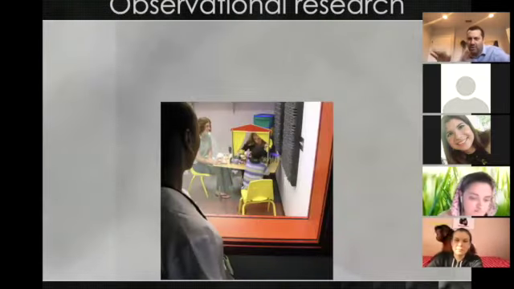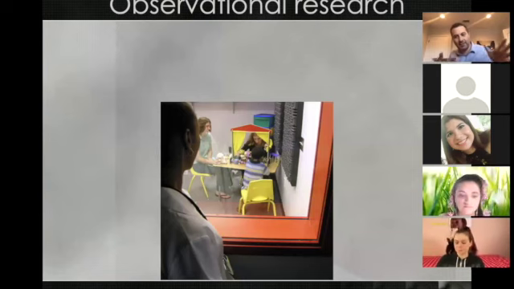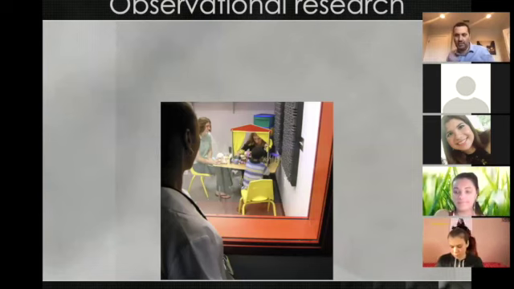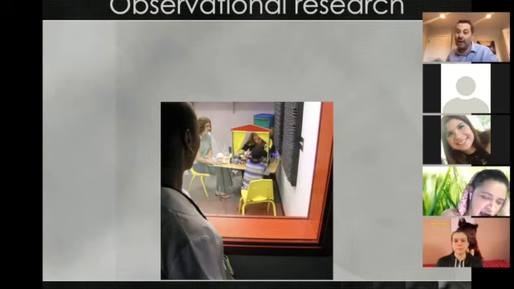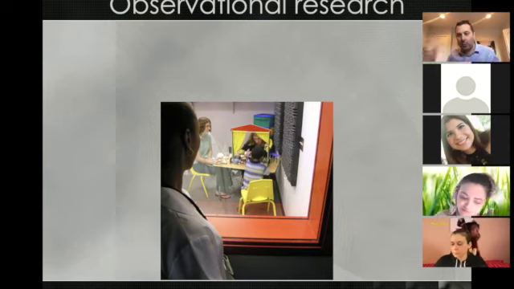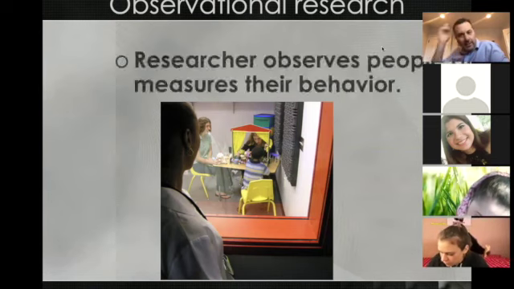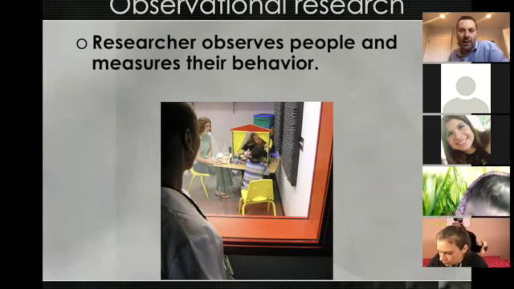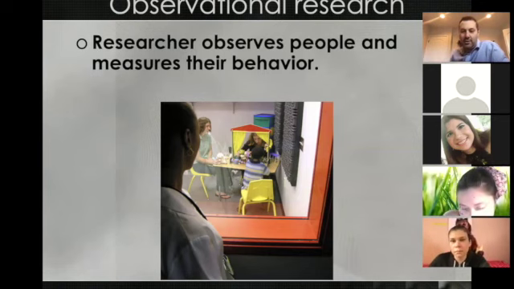Okay, so I mentioned that I was going to talk about 3 types of research. So I'm going to start by talking about the type of research which is observational research, in which the researcher has the least amount of control. And as a consequence, they can make only the weakest conclusions on the basis of this research. So as the name implies, observational research involves research in which people observe other people behaving and measure their behavior.